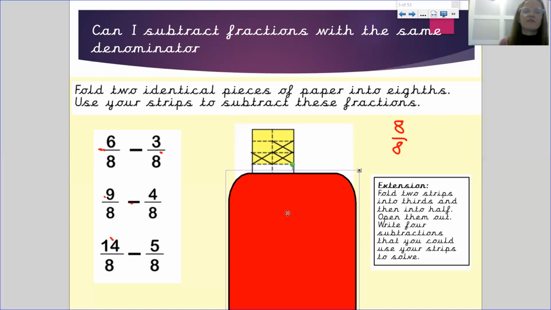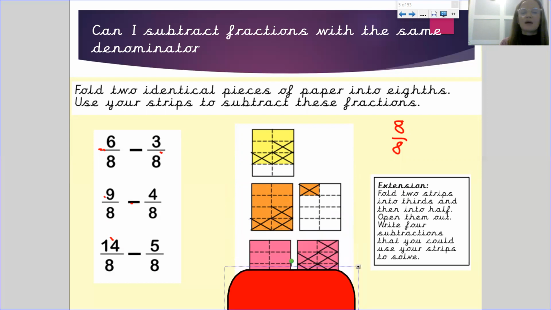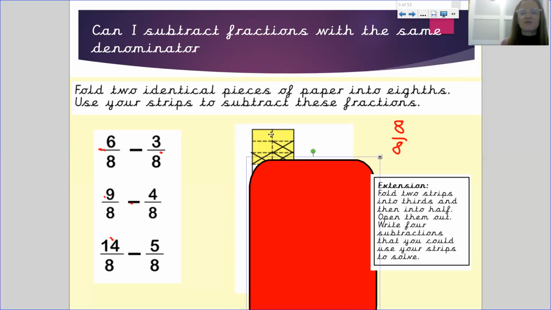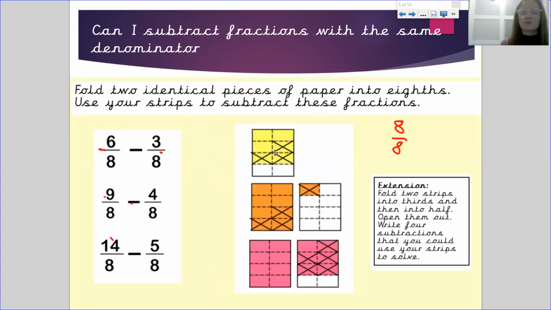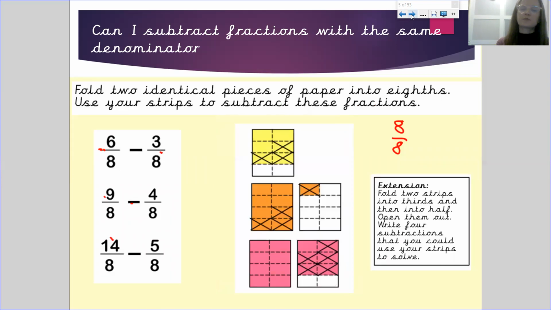So for example, if that was our 8, okay, we would say 6/8 minus 3/8. What does that give us? 9/8 minus 4/8, and 14/8 minus 5/8. So think about what I did in the previous video of how I did that. Use your strips of paper to show you these ones and find me answers for these ones. Here. And then write those in your book.